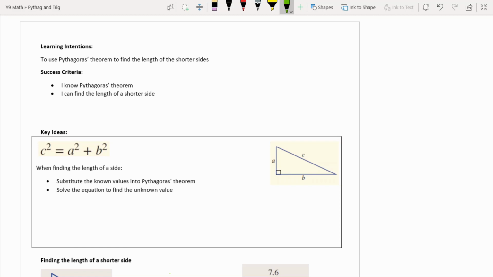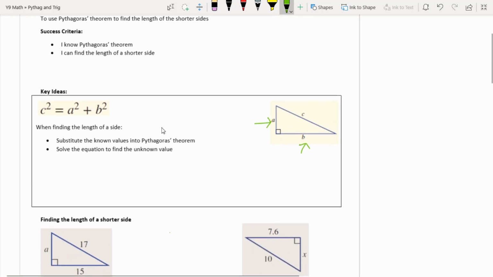Pythagoras' theorem. So we'll be using Pythagoras' theorem to find the length of the shorter sides this time, so that means either A or B here. And by the end of the lesson, once again, you should know Pythagoras' theorem and be able to find the length of the shorter sides.